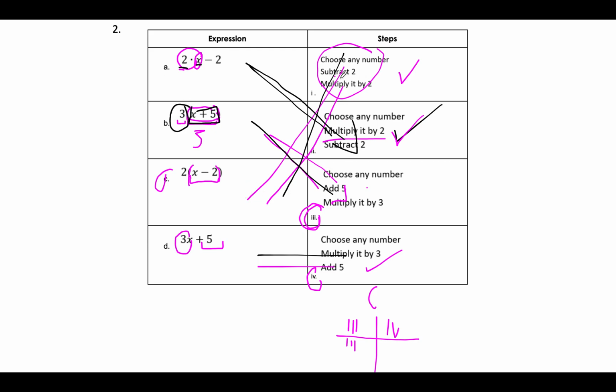For step C, we choose any number and subtract 2 from it, that's what we do right there. And then we're going to multiply that by 2 on the outside, which is why we got that to be 1. And then our only remaining one was 4. So A was 2, B was 3, C was 1, and D was 4. Alrighty, awesome.